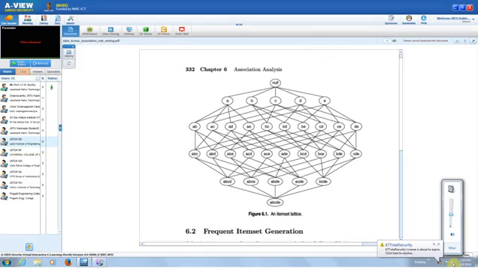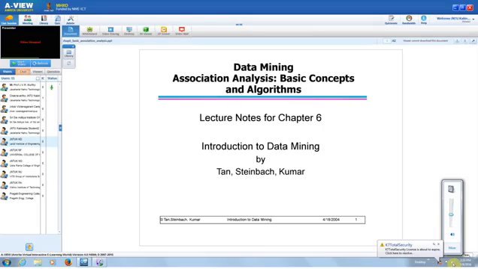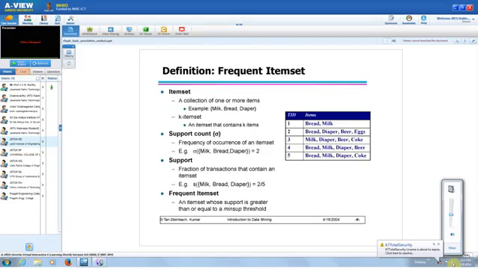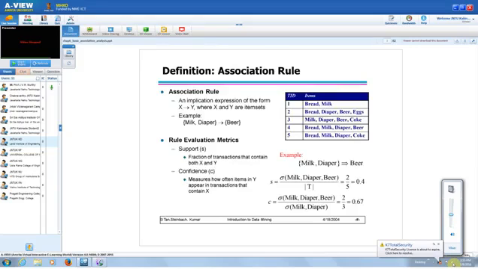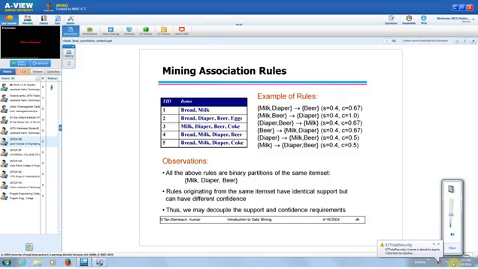PPT, you just go to the PPT. Basic assessment. So you can go ahead with the slides. So here, item set, support count and everything you have defined. Yes, next slide. So evaluated the matrix, support and confidence for those things. The problem and brute force approach. This is done already.